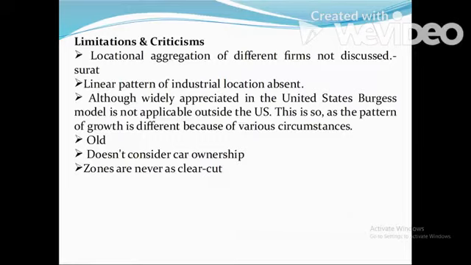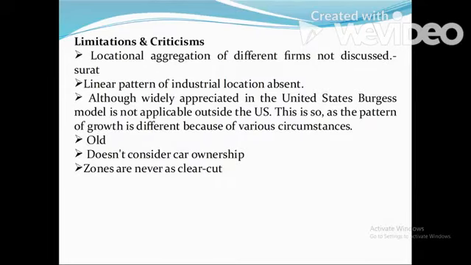Now, these are the various criticisms and limitations. First thing is that locational agglomeration of different firms was not discussed. For example, in India we have various kinds of locational agglomeration. We all know that we have the cloth market, for example, Surat is known as the cloth market. Similarly, we have various jewelry markets. For example, in Calcutta we have a place called Bow Bazaar, which is known as a jewelry market. We have various iron markets, or Loha Mandi or Loha Bazaar. They are known as such.